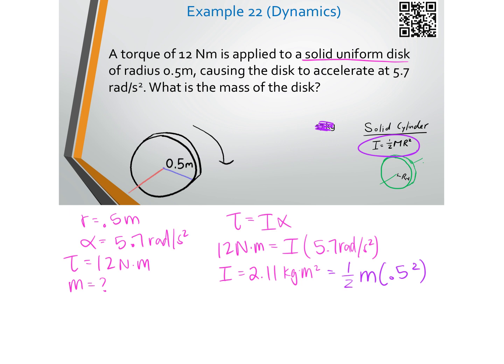So 0.5 times 0.5 squared gives me 0.125 m. It's 2.11. And so the mass comes out about 16.88 kilograms.